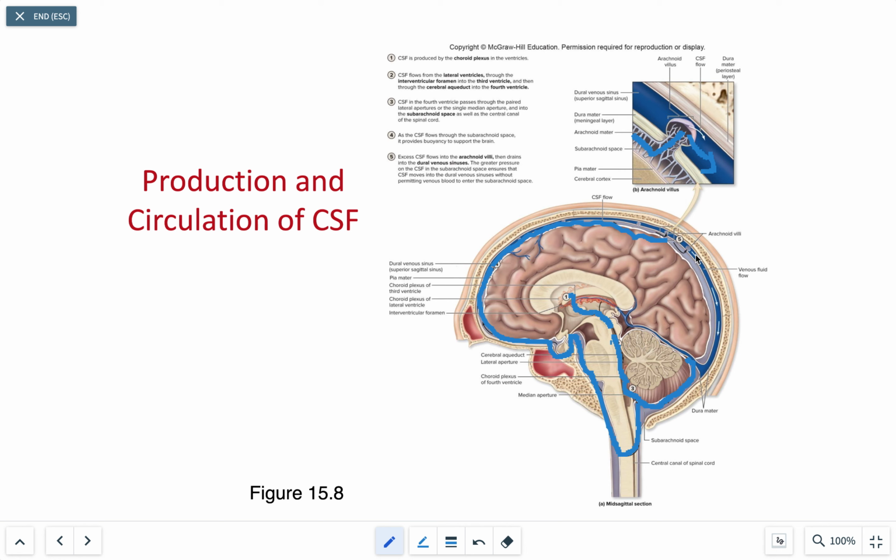So now we're back at the lower picture. We're in the darker blue now, and we're traveling through the dural venous sinus. And basically, the greater pressure ensures that the cerebrospinal fluid will be moving into the dural venous sinus without permitting any venous blood flow from entering into this region. So the cerebrospinal fluid, in essence, is traveling under a lot of pressure, and it's pushing through the one-way valve, but it's not allowing the venous blood to enter into the subarachnoid space.